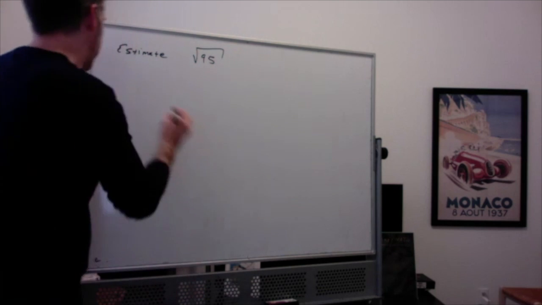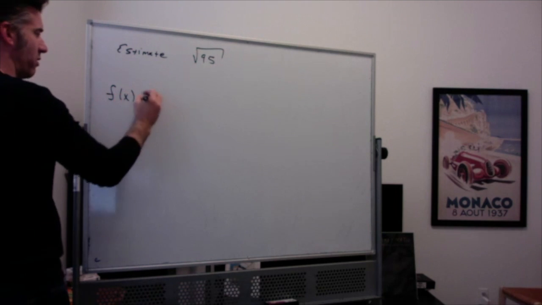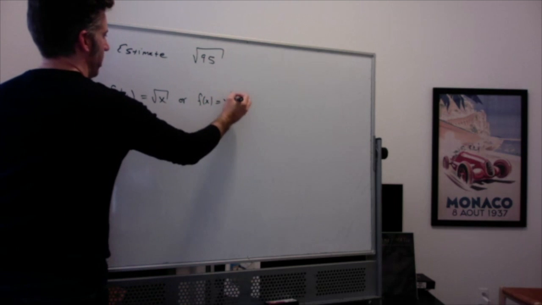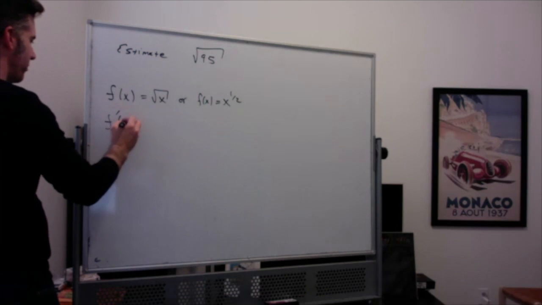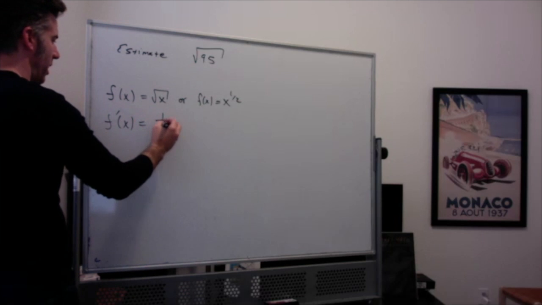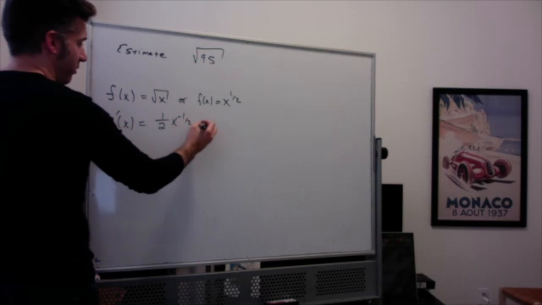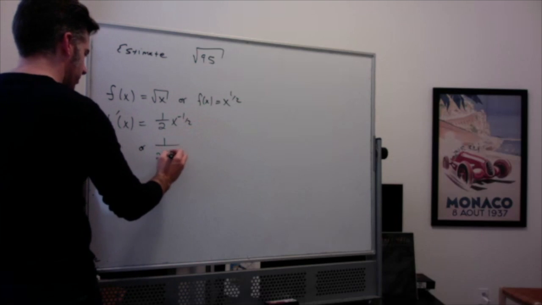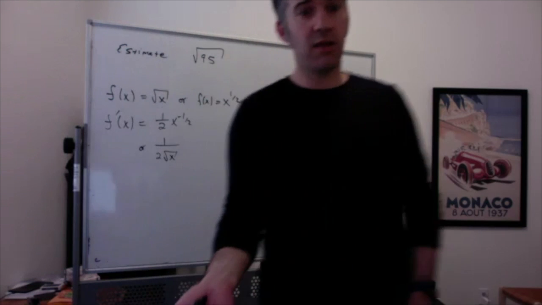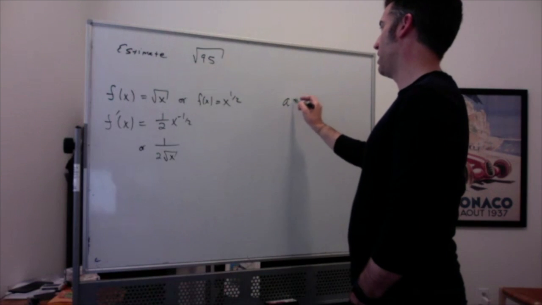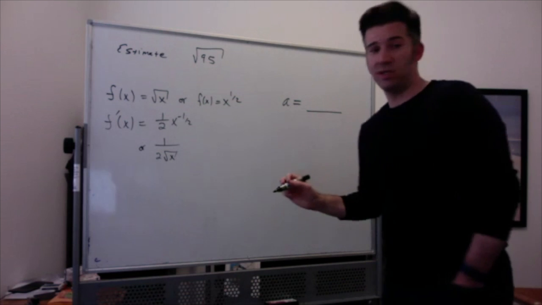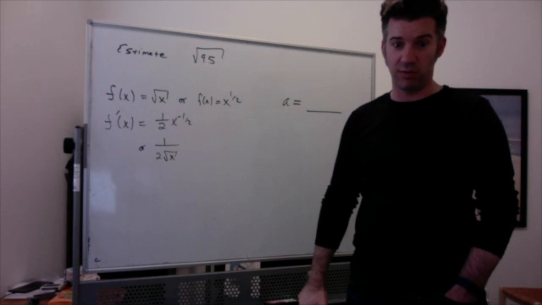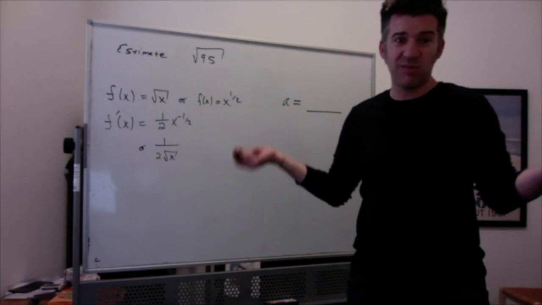All right, so our function is the square root of x, or preferably x to the 1/2. We know we need the derivative. f prime of x is 1/2 x to the negative 1/2, or if you prefer, 1 over 2 root x. And now we have to decide what our a value is. What's the closest number to 95 that we can plug in and easily take the square root? Well, it's going to be a square number.